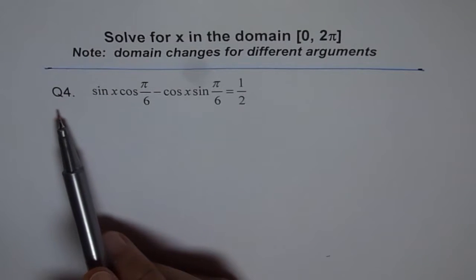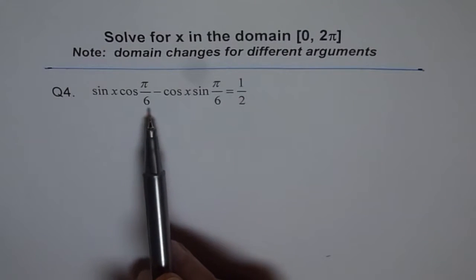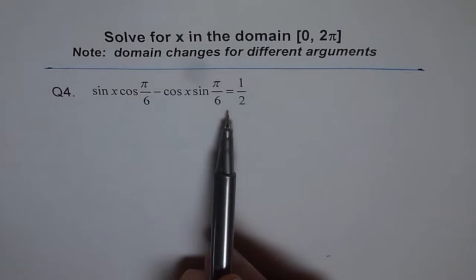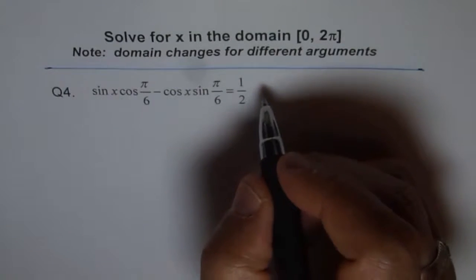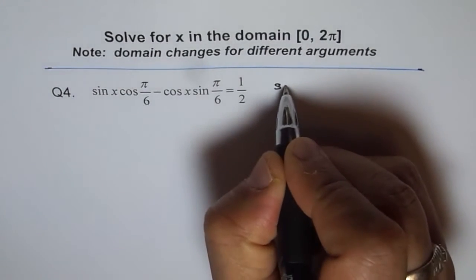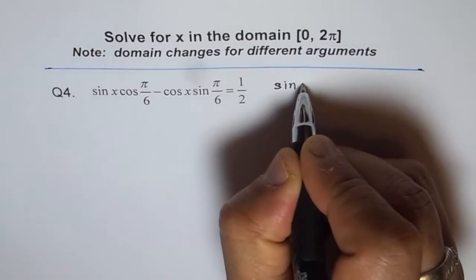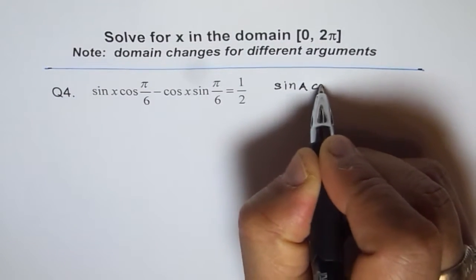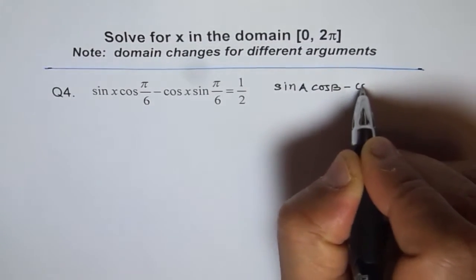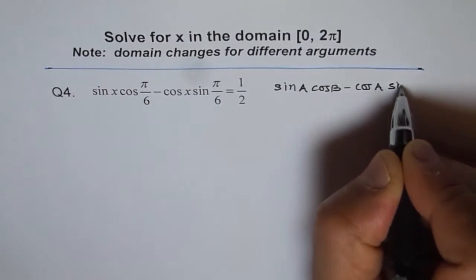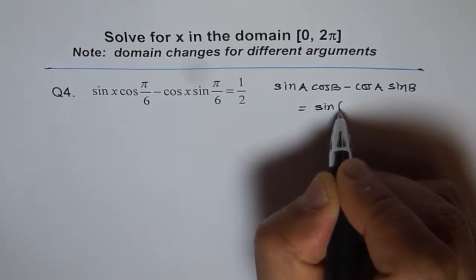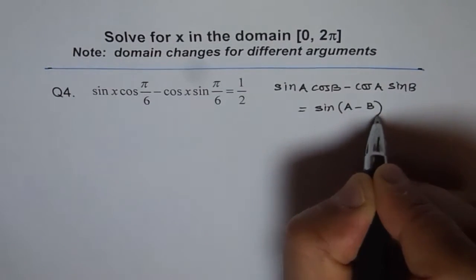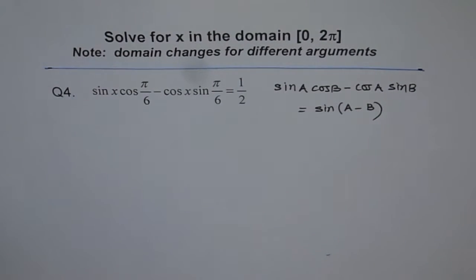Question number 4. Sin x cos pi by 6 minus cos x sin pi by 6 equals half. To solve this question, we are going to use compound angles, right? You remember the formula? We'll use this formula here. Let me write down the formula: sin a cos b minus cos a sin b. So what is this equal to? That is equal to sin (a minus b), correct?